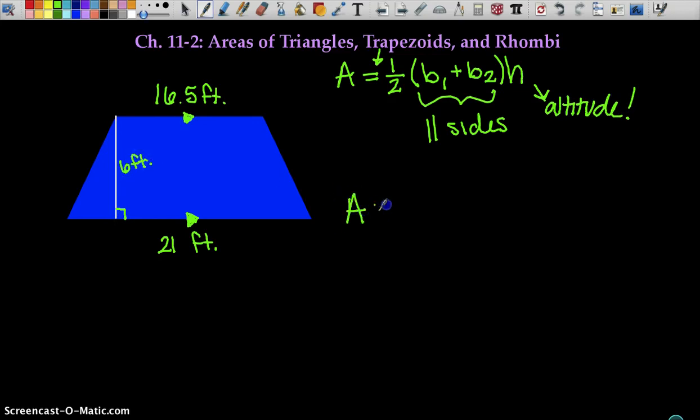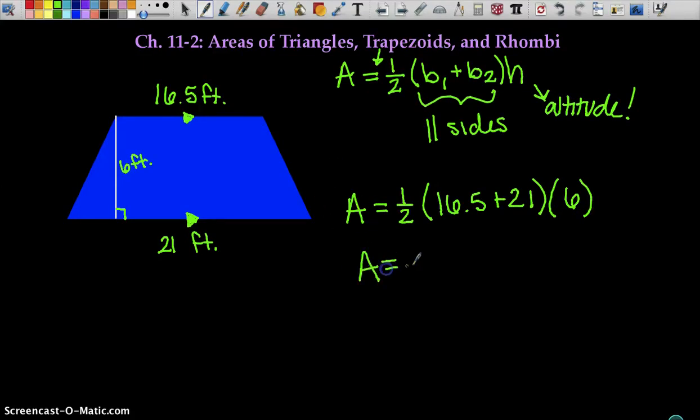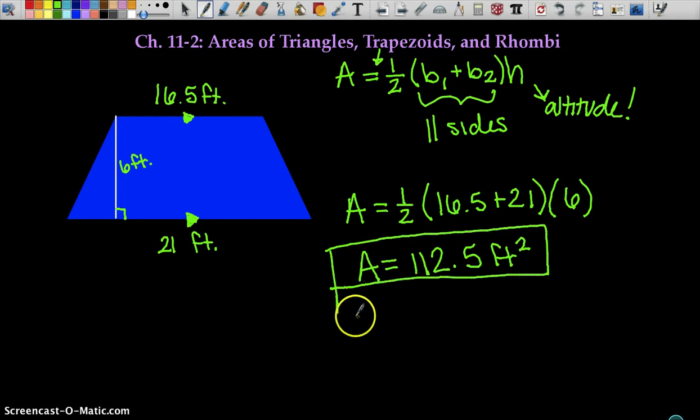Well, finding the area. 1/2. Add your two bases together, 16.5 plus 21, and then multiply by the height, which is 6. So when we do that, we end up with, I'm almost there, the area is 112.5 feet squared. Always, always, always remember your units. It's super, super important. Okay, so don't forget the units. It's always very important. I promise you.